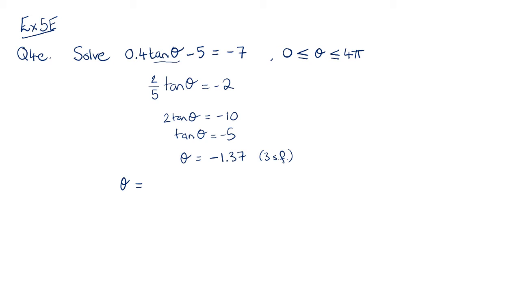So if I add pi to that, my first answer is 1.77. If I add pi again, I get 4.91. Add pi again, I get 8.05. Add pi again, I get 11.2. I've added pi 4 times. I started from below 0. 4 pi would be 12 point something, 12.6-ish. And so I've got all of my solutions within range.